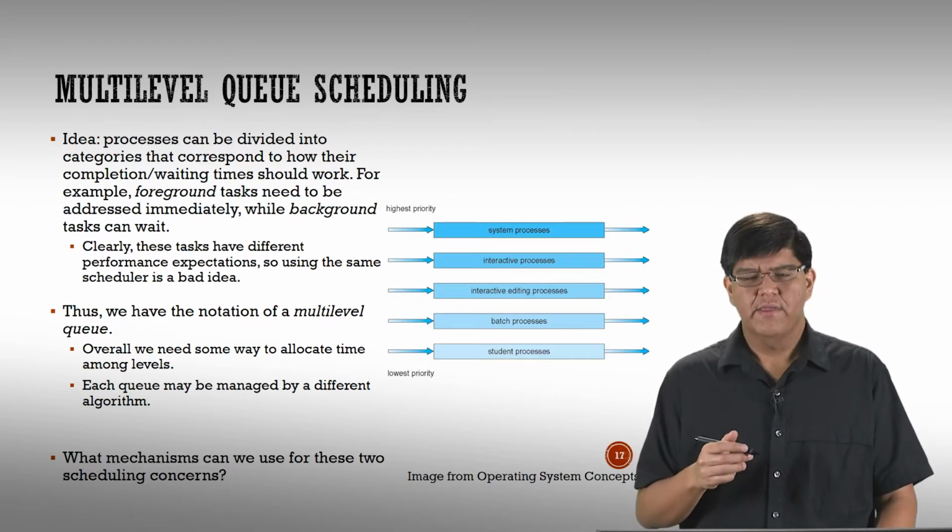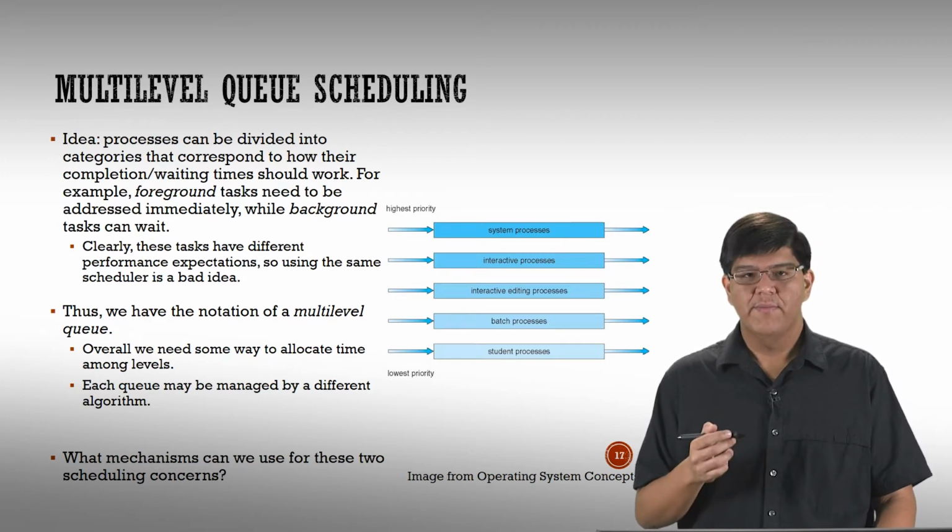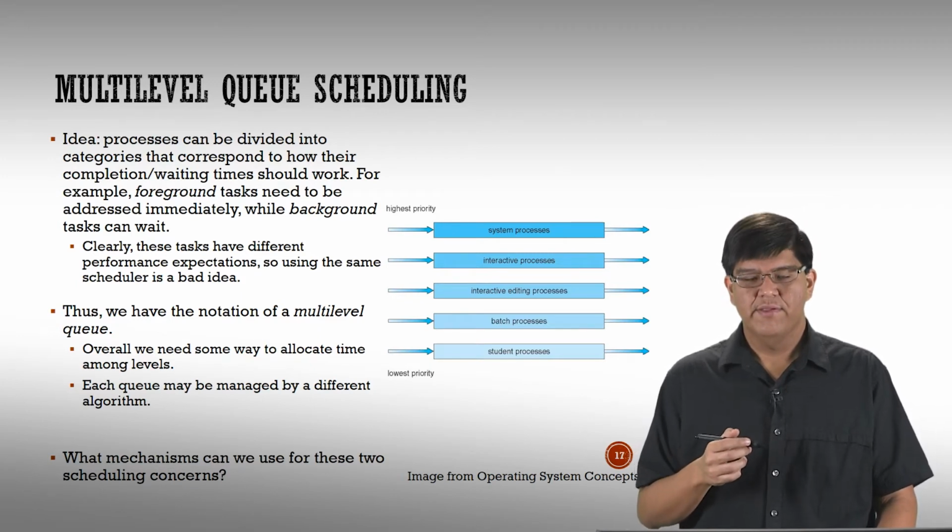A foreground task is something I need to work on immediately, right? Something that's right in front of me. I need to get this result. Maybe it's something like the user is saving a file, or compressing a video. That's going to be a foreground task because it's something I need the result for right now.